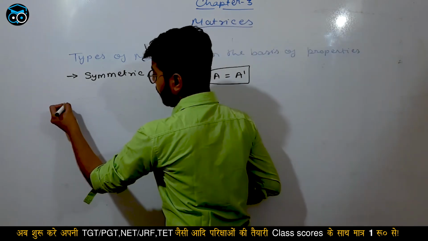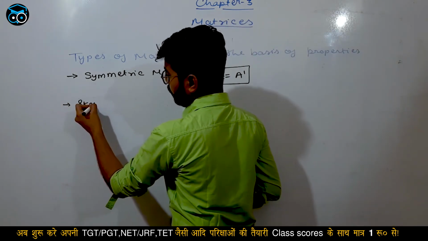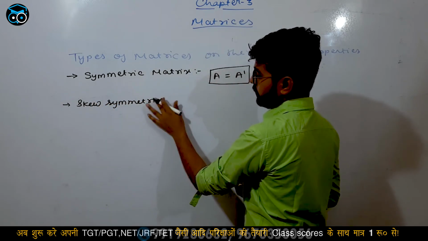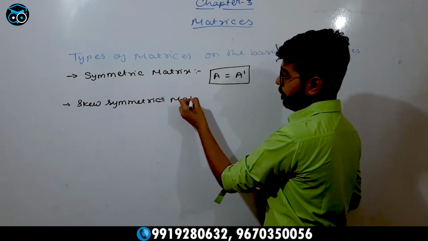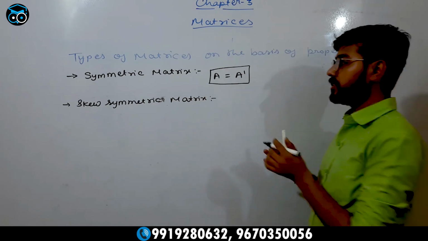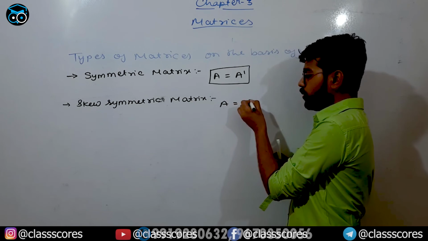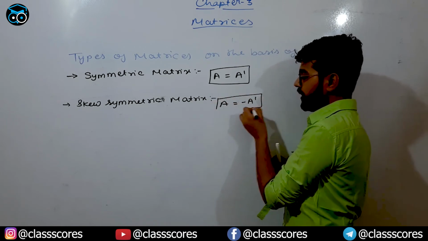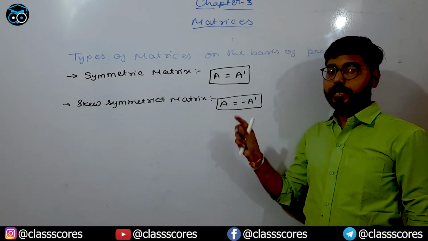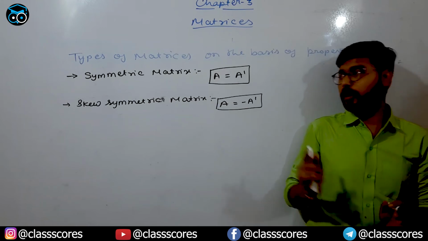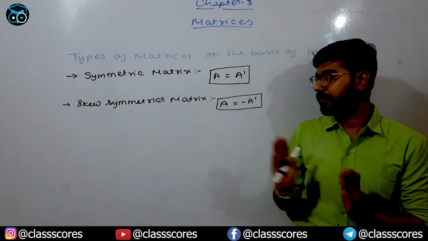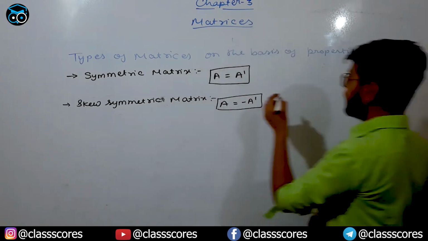Then the second type is the skew symmetric matrix. Skew symmetric matrices are those matrices when A is equal to negative A transpose. It will be the same, but with a negative sign. Each and every element will be the same, only the sign will come over the matrix. Clear? Let's take an example.